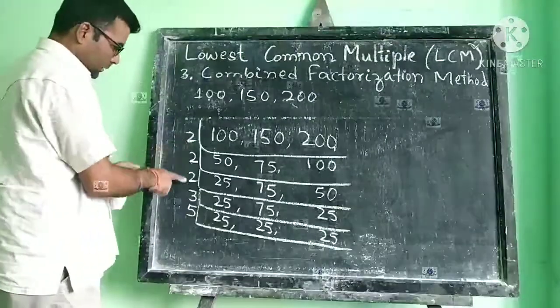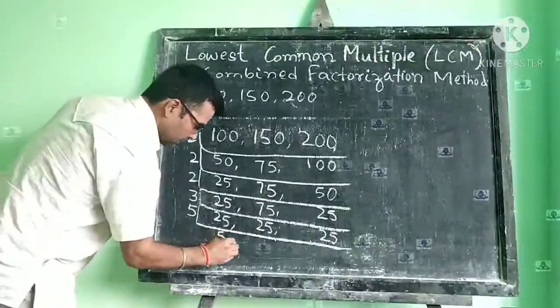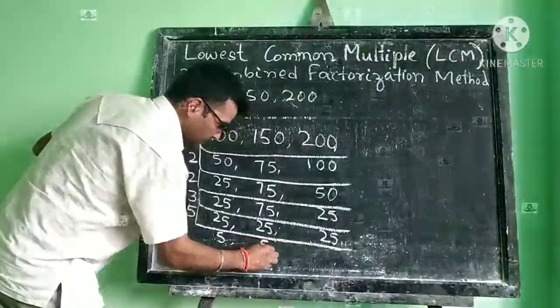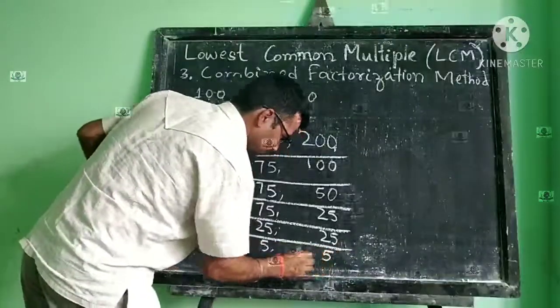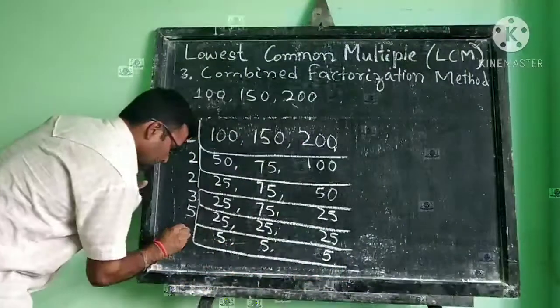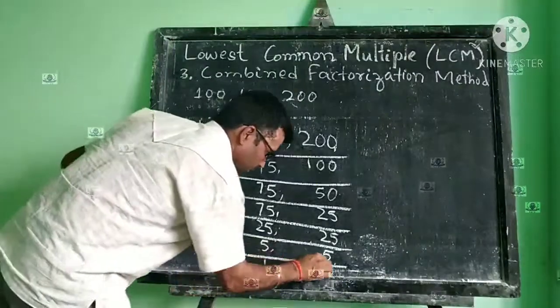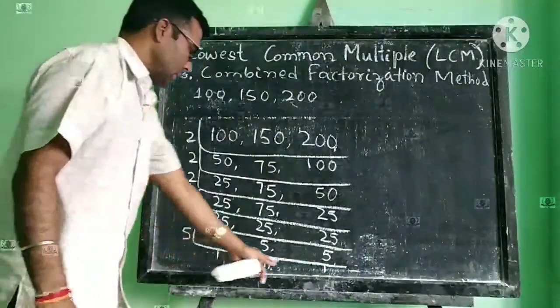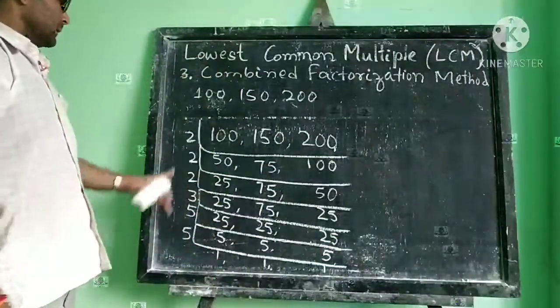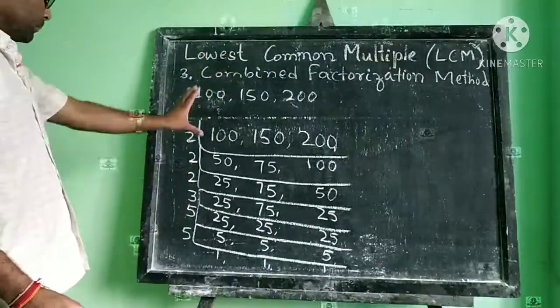So after 2 comes 3, then after that 5. So 5 5s are 25. Again 5 5s are 25. 5 5s are 25. So next, at last, again it is divisible by 5. 5 1s are 5. 5 1s are 5. 5 1s are 5. So when you hit 1 at the last everywhere, then your combined factorization finishes.